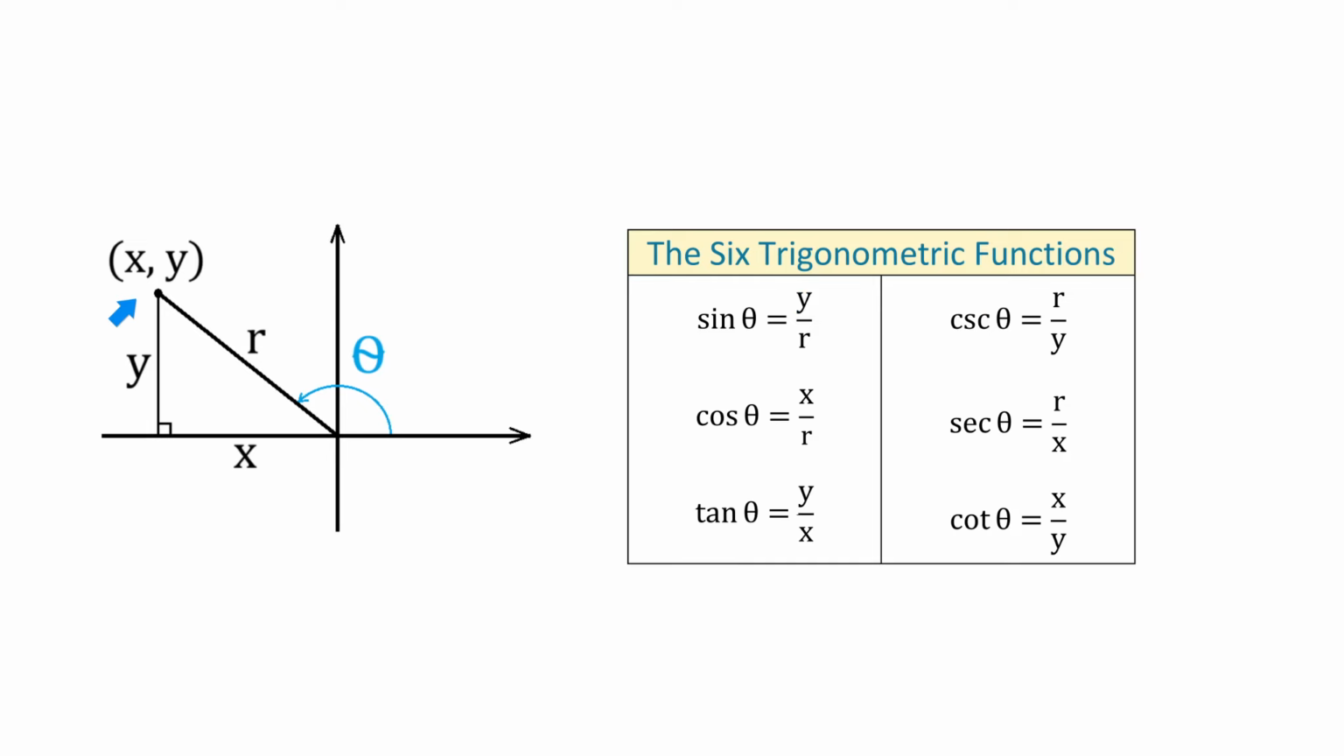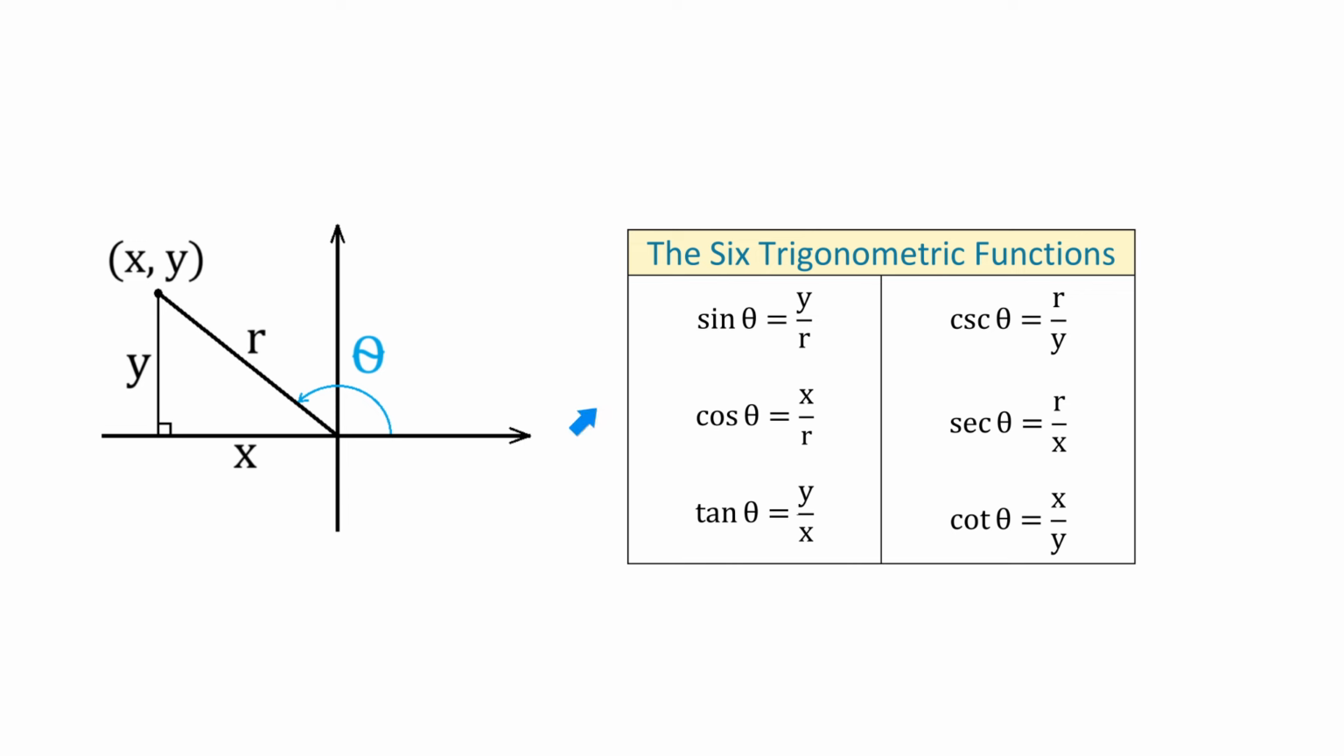So here we have a point in the rectangular coordinate system, and this point is located on the terminal side of angle theta. In this case, angle theta is an obtuse angle. Then, if from this point we draw a perpendicular down to the x-axis, then we have formed a right triangle. In this triangle, this side is y, this side is x, and the hypotenuse is r.